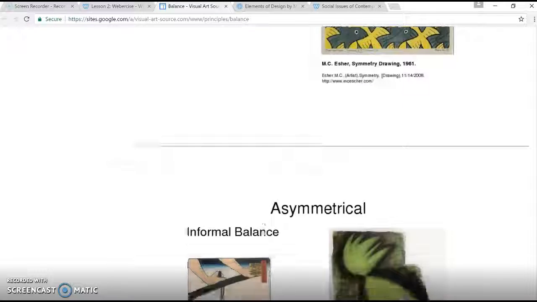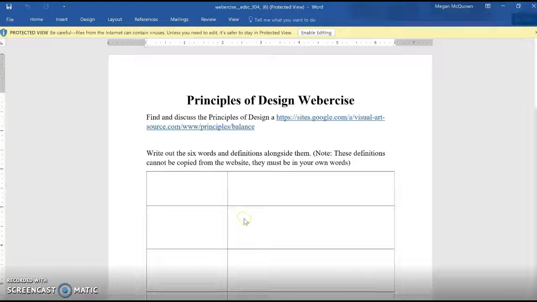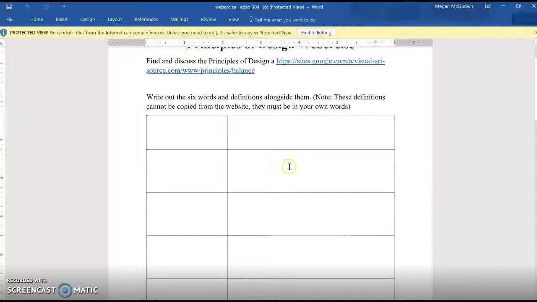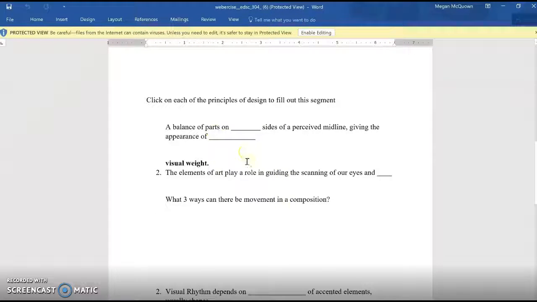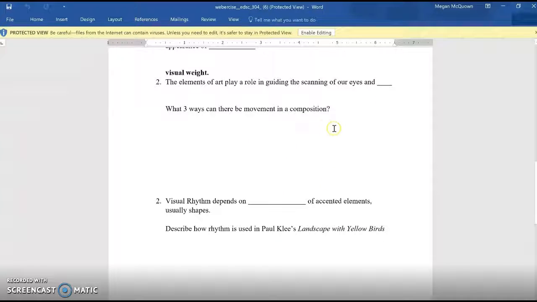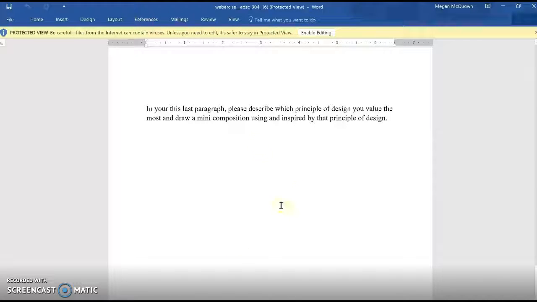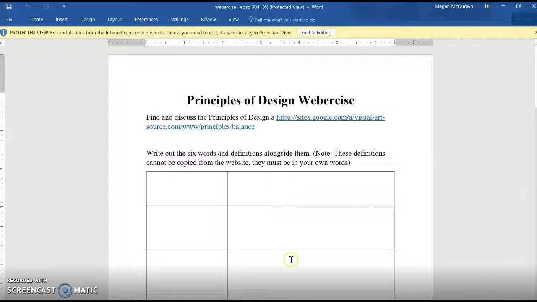So here they're going to learn about the various principles, and while they're learning about the principles, they are going to complete this worksheet. And this, they're going to actually list the principles, and then they're going to define them, and then they're going to click on each of the principles and fill out the blanks or write in a definition or explanations. And then at the bottom, they're going to draw a little composition of the principles of design, which of course can incorporate the elements too, and just so they can kind of express themselves, have a little bit of freedom with this assignment.